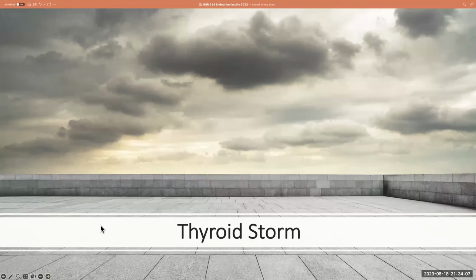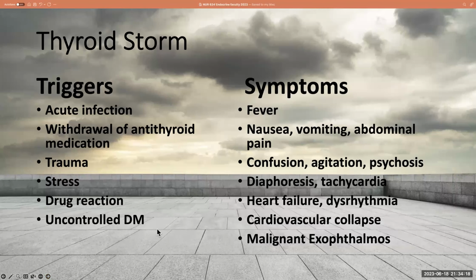One last thing to watch for when we're talking about hyperthyroidism is thyroid storm. Thyroid storm can occur. Some of the triggers you might want to note is things such as acute infection, withdrawal if they quit taking their antithyroid medications, of course, trauma, stress, drug reactions, and uncontrolled diabetes. Emergent treatment is usually necessary. It is always necessary if they present in thyroid storm.